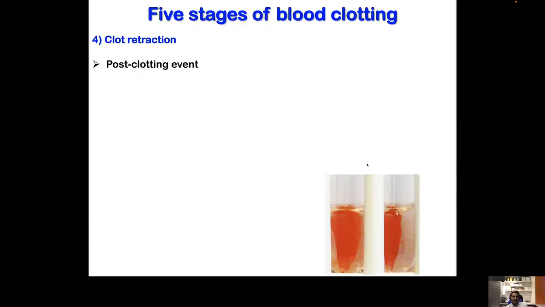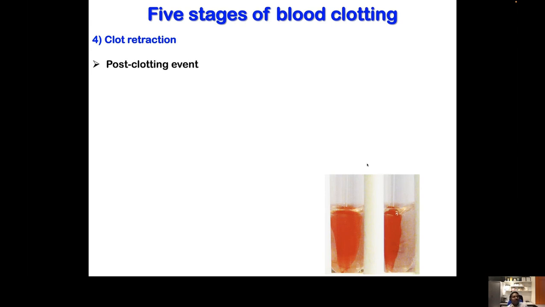Okay, next stage. So the fourth stage of blood clotting. Now the blood clot is formed, platelet aggregate formed, then the fibrin clot formed, and the fibrin clot stabilized. But the clot can't stay there forever. The wound has to heal and the body has to repair the damage, then move on. So we can't keep the clot all the time. So this is when the clot retraction is happening.